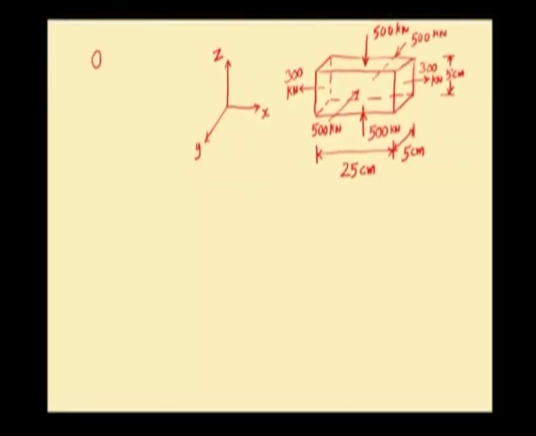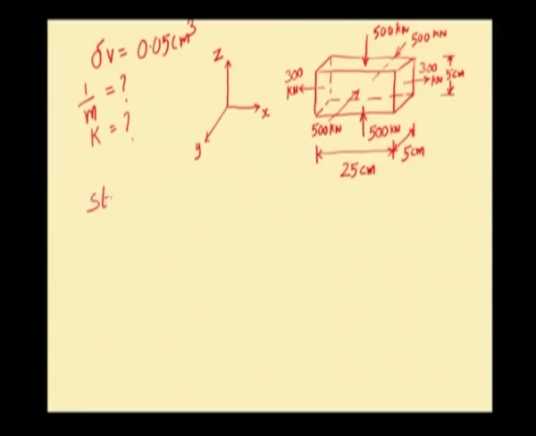Change in volume of the bar, delta V, is given as 0.05 centimeter cube. You are asked to determine the value of Poisson's ratio, which is 1 by m, and the bulk modulus. Bulk modulus is K. So, these two are the quantities which are to be found out.